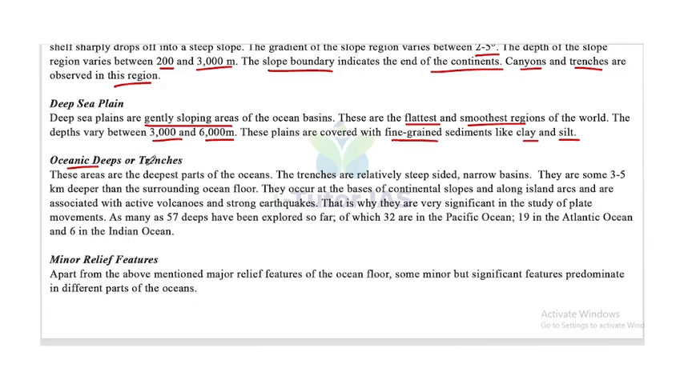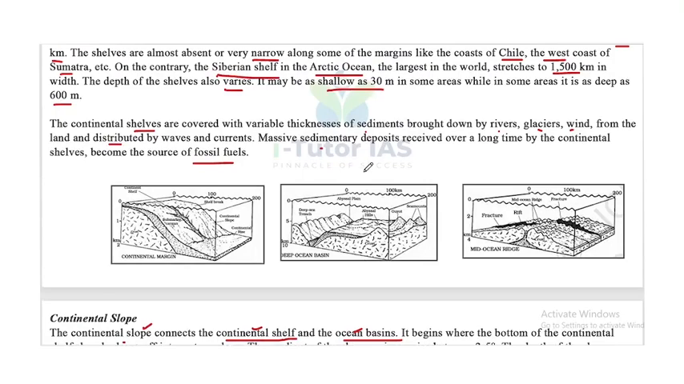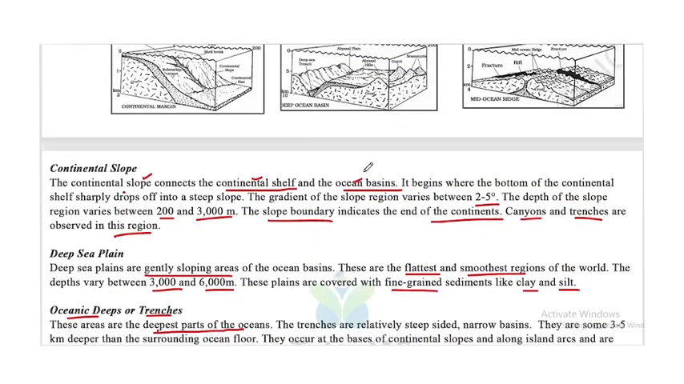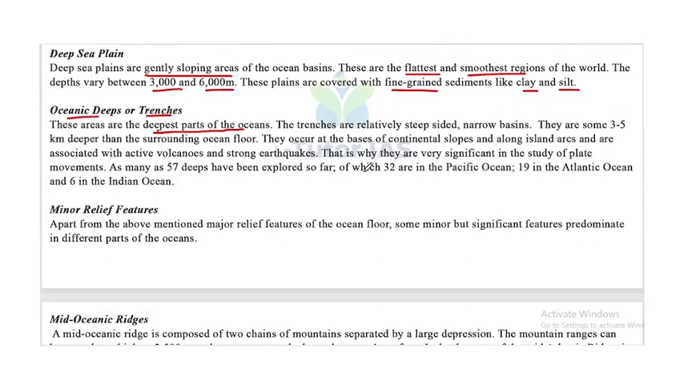Now, oceanic deeps or trenches. These areas are the deepest part of the ocean. Which area is the shallowest part of the oceans? The continental shelves. Continental shelves are the shallowest part, but the deepest part is the oceanic deeps or trenches. The trenches are relatively steep-sided, narrow basins. They are some 3 to 5 km deeper than the surrounding ocean floor.